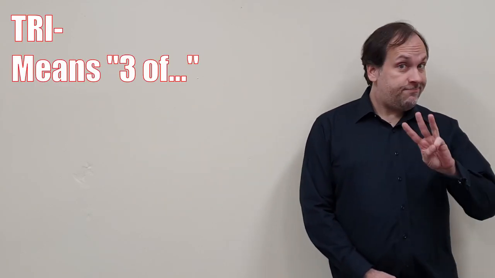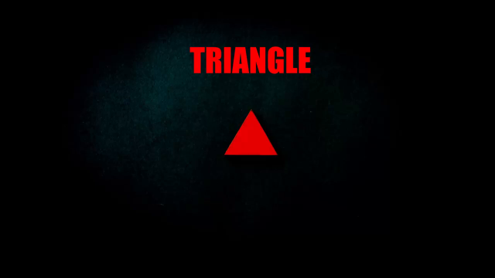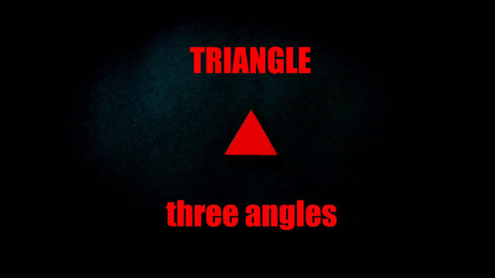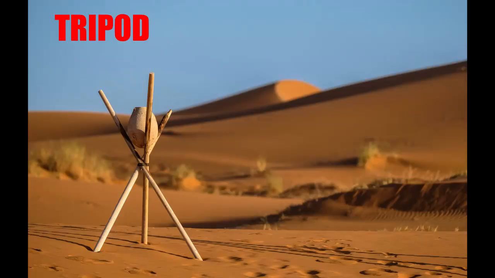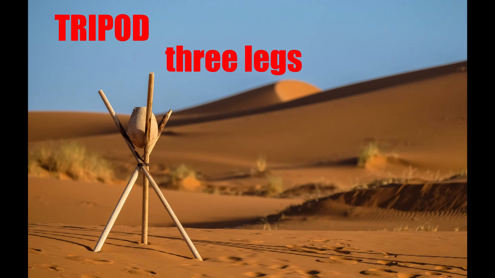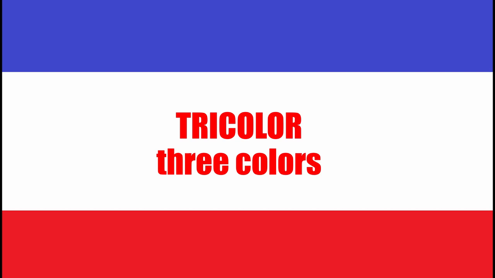Tri is a prefix that means three of something. So a triangle is an object with three angles. A tripod is a stand with three legs. And a tricolor flag, you guessed it, is a flag with three colors.